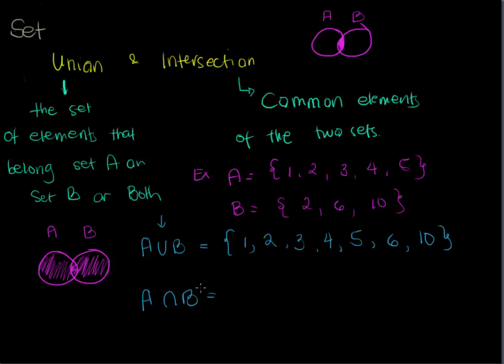So again, as I've mentioned earlier, intersection is what? The common elements, or elements from A and also from B. So notice in this example that the element that is present in set A is 2, and at the same time, it's present in set B. So basically, the intersection is just the element 2. Okay?